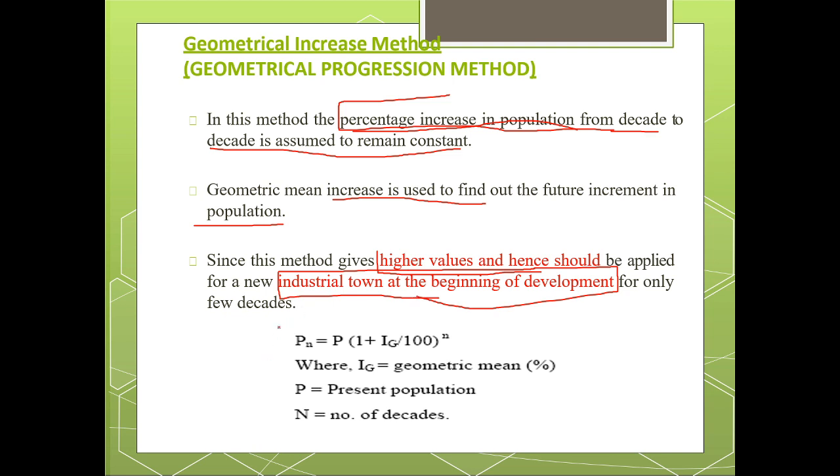For this, you have to take the formula Pn equal to P into 1 plus Ig divided by 100, whole power n, where Pn is the population after n decades, Ig is the geometric mean percentage increase, P is the present population, and n is the number of decades. Some people write it as I only.